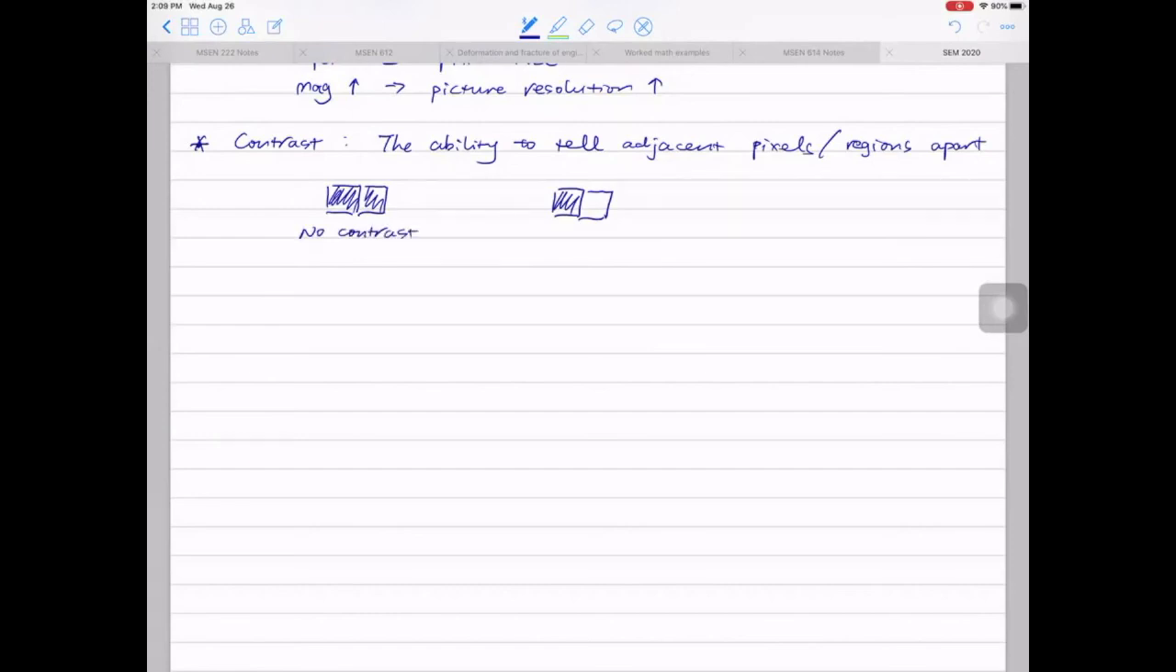In the second case, there's contrast. And that's how we tell these are two different things. There are two factors that determine the contrast. So let's write down two factors. The first is the relative change between intensities.